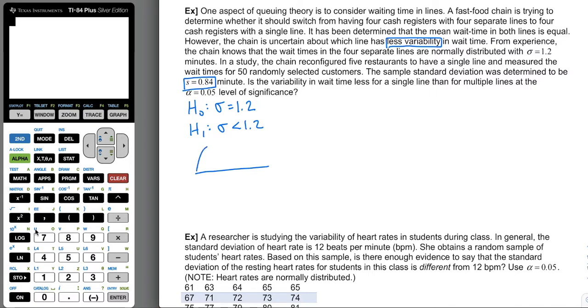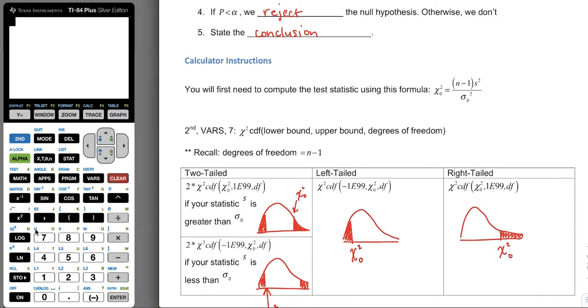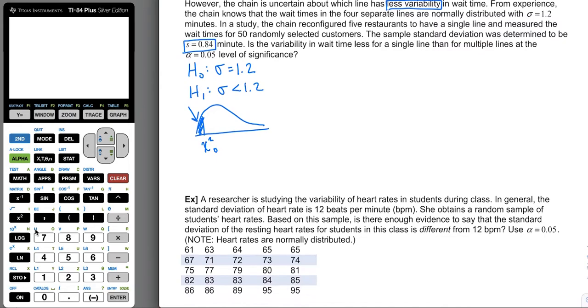So I'm going to draw a little sketch of the chi-square distribution. Our test statistic would then be over here in the left tail. And what we're going to do is find the area underneath the chi-square curve, and that area is our p-value. It is a probability. So we first need to compute this test statistic using the formula. I have the formula right up here in the notes: n minus 1 times S squared divided by sigma naught squared. So let's write that down.